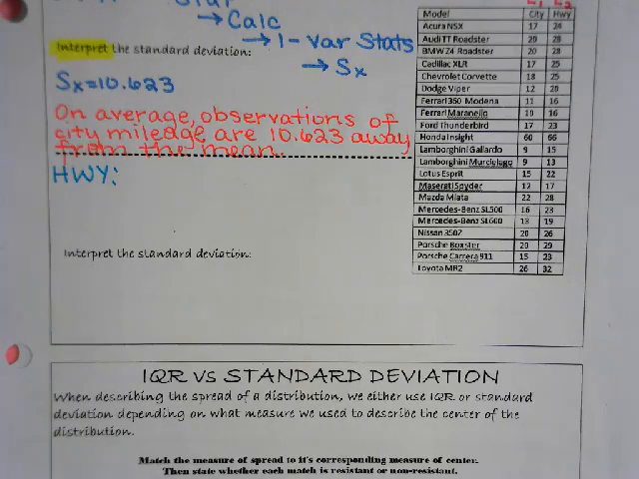Standard deviation tells us how far we are from the mean on average. Well, the mean's the average of the city mileage. And then we found how far away they all were. And then we found the average of how far away they all are. So we're finding the average distance from the mean.